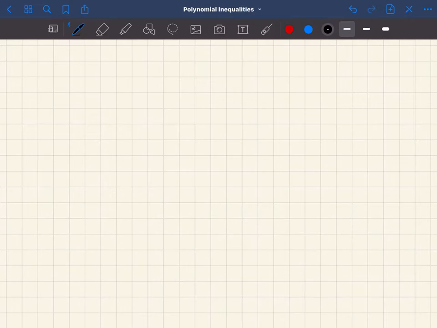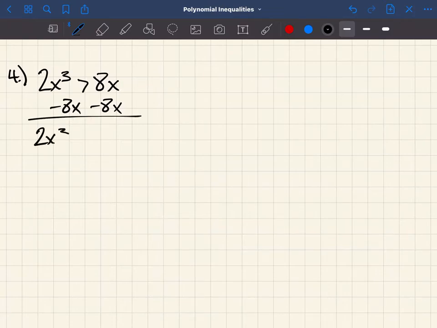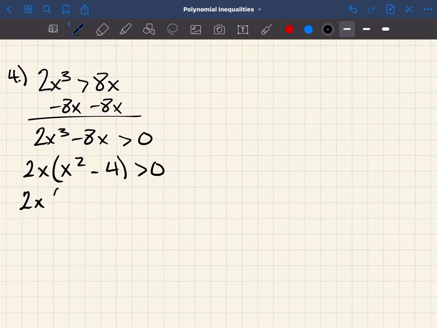Next problem. Let's look at problem number 4. So we have 2x cubed is greater than 8x. So we need to get our right-hand side equal to 0. So we get 2x cubed minus 8x is greater than 0. So first thing we want to do is factor out our GCF. So that's 2x. So we get x squared minus 4 is greater than 0. We can continue to factor further. We get x minus 2, x plus 2 is greater than 0. So now we have our inequality fully factored.